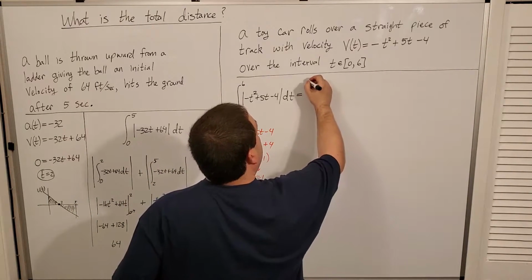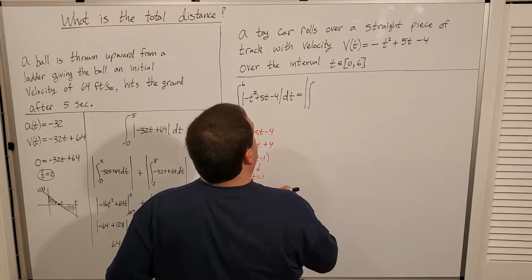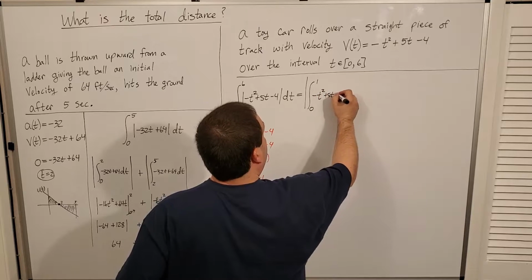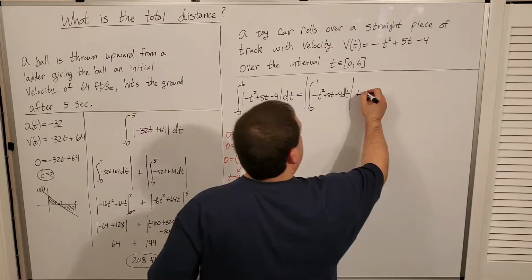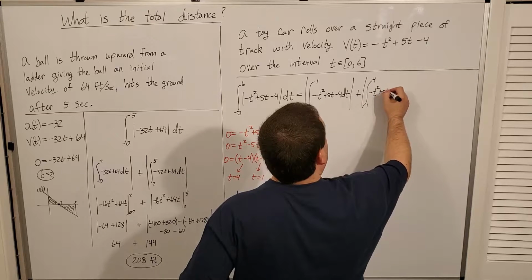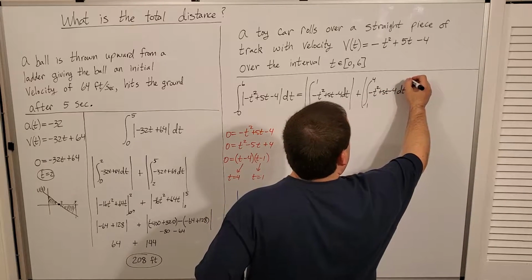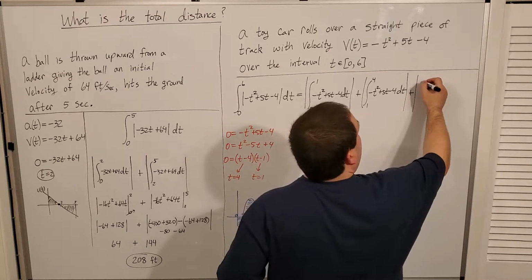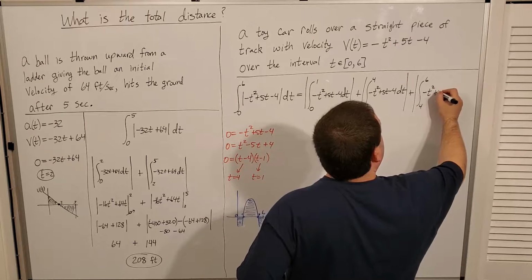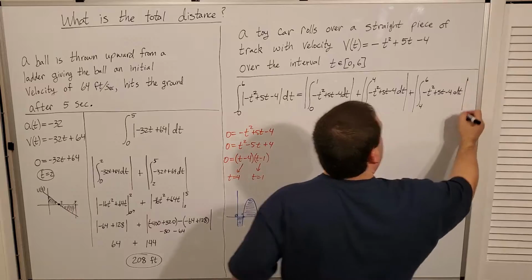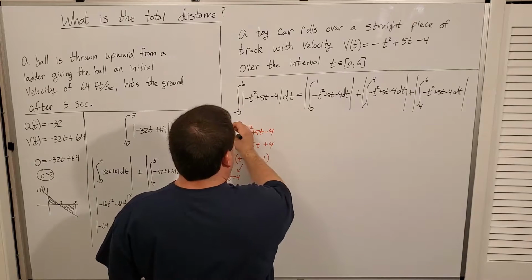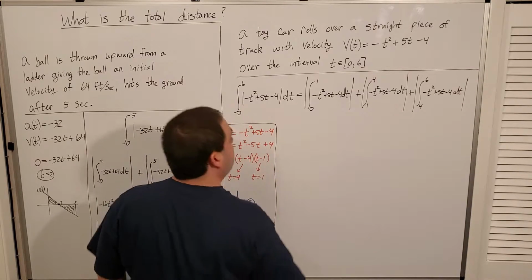So I'll be setting this equal to the absolute value of the integral from 0 to 1 plus the absolute value of the integral from 1 to 4 plus the absolute value of the integral from 4 to 6, negative t squared plus 5t minus 4 dt, like so. All right, so we have a few antiderivatives to do here. Let's separate this out here. All right, this is what we're doing.